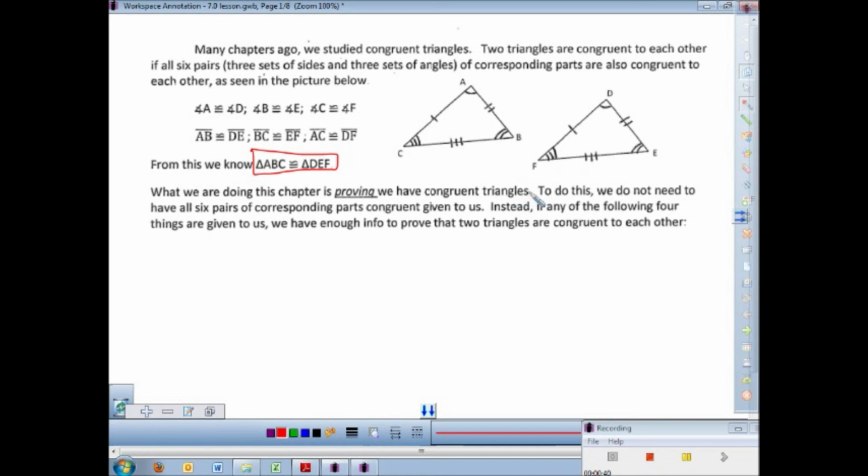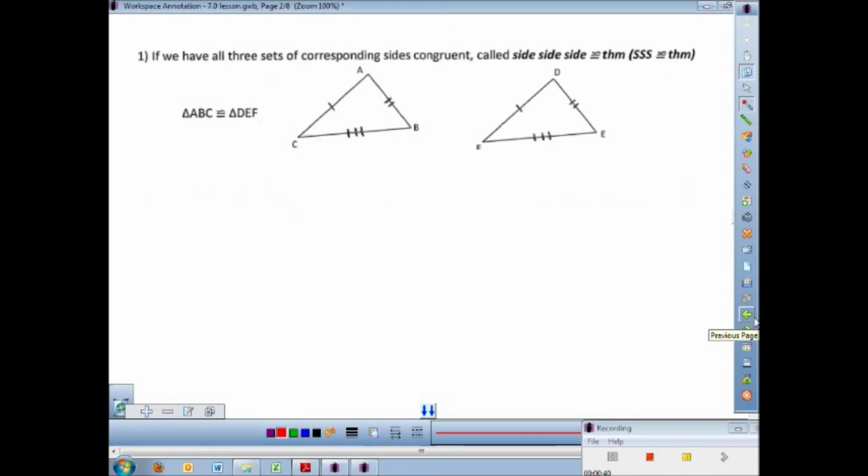Well, what we're going to do is prove that we have congruent triangles this chapter, and to do this we don't need to actually have all six pairs of corresponding parts congruent. There's 5 total ways we're going to be able to prove triangles congruent. Today we're going to learn 4 of them, and let's just go through those on this front side of this worksheet. So here's 4 of the 5 ways we'll learn how to prove that we have enough information that triangles are congruent.